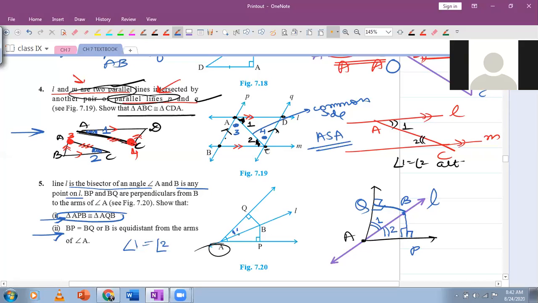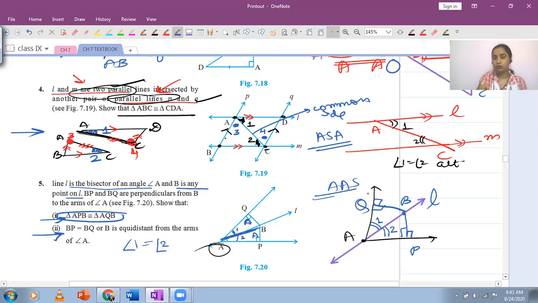By AAS. So by angle, AAS. Angle 1 is equal to angle 2. It's very clear from here. We can see one angle here, right angle. Two angles are equal, 1 and 2. These are equal because bisection of the angle is happening. And the third here is the common side, AB common. Right? This is a simple one. This is AAS and the two triangles will be congruent. And once the triangles are congruent, you can write down that BP equals BQ by CPCT.